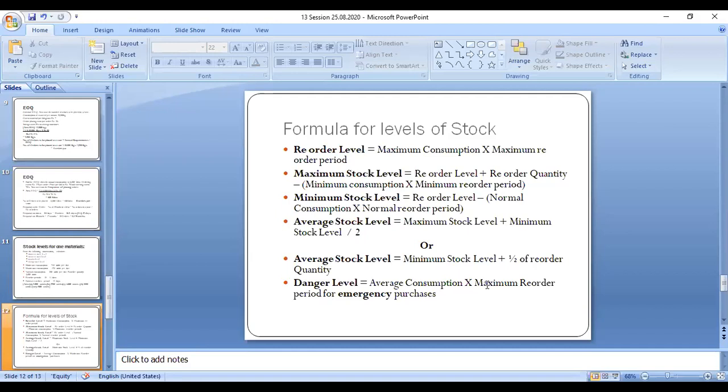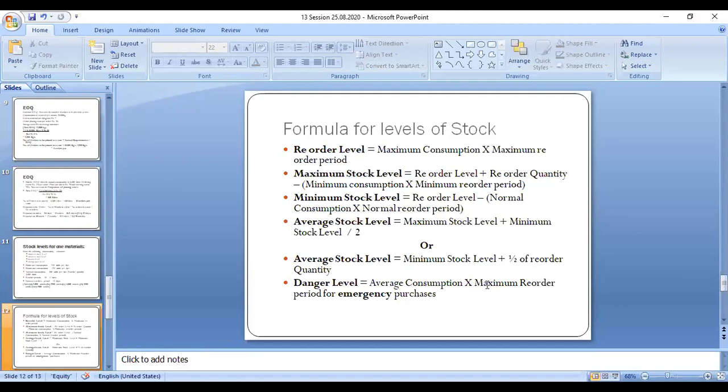It starts with the reorder level. Reorder level is maximum consumption into maximum reorder period. This is the formula for calculation of the reorder level. So this is the first case. From this only you can go on to the calculation of the second case, the maximum and the minimum also.